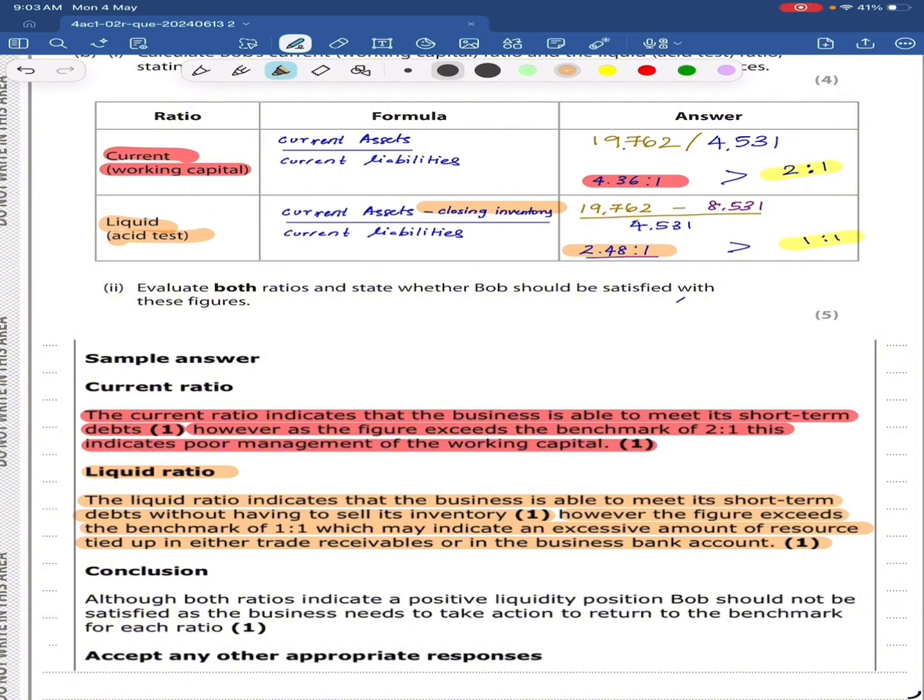Now we come to the conclusion part. Although both ratios indicate a positive liquidity position, Bob should not be satisfied as the business needs to take action to return to the benchmark for each ratio. So you can see how each mark is gained for this 5 marker.